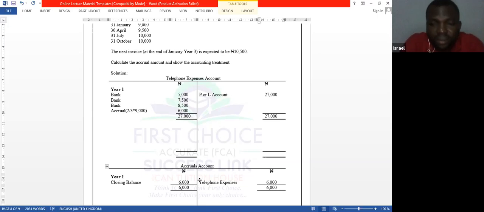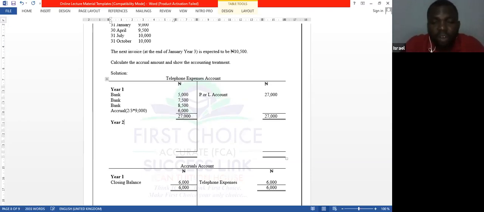After that, we now move to year two. What is year two saying? Year two is saying that on the 31st of January, we now make payment of 9,000. So we didn't make a payment of 3,000, we made a payment of 9,000. So what we need to do at the beginning of year two is come back here and put year two. Let's put year two here.